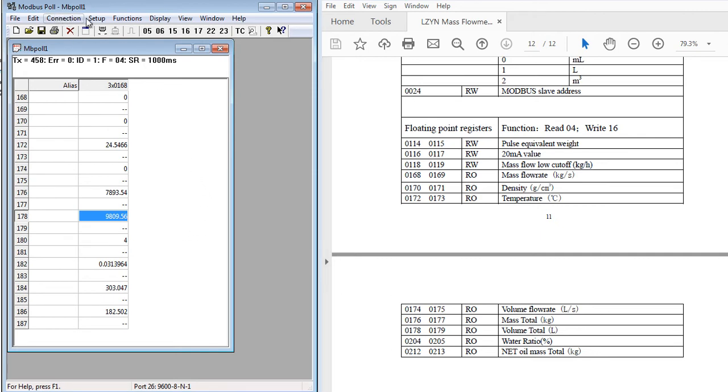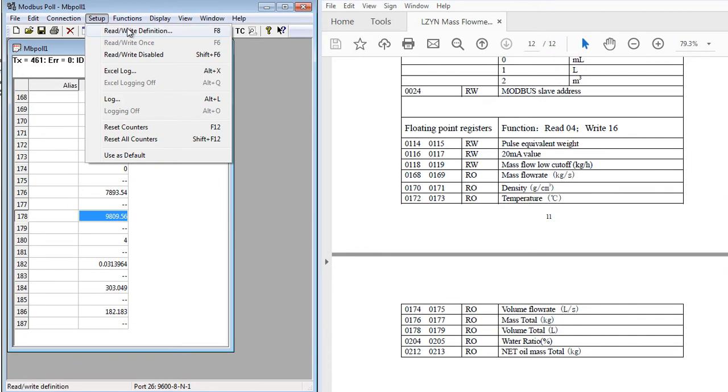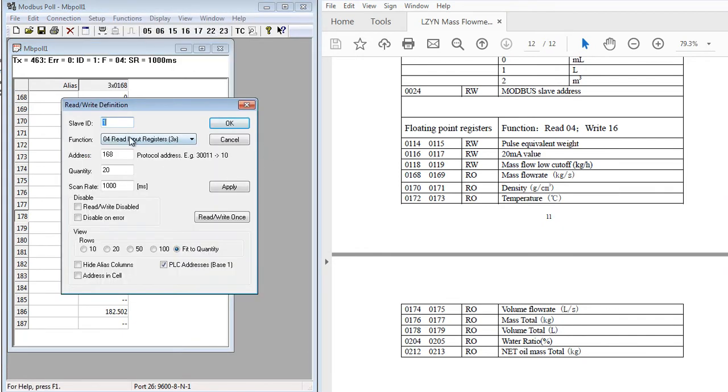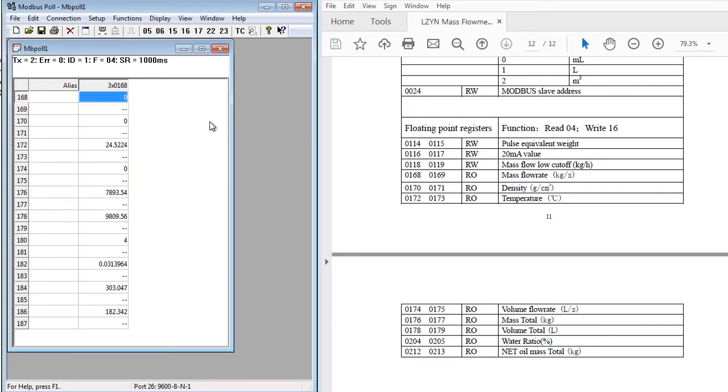But here's how you set it up. The setup: the read-write definition has the slave ID here. I'm starting at 168. I'm reading 20 of them, and I'm reading function 04, index 3x. Click Apply and say OK.